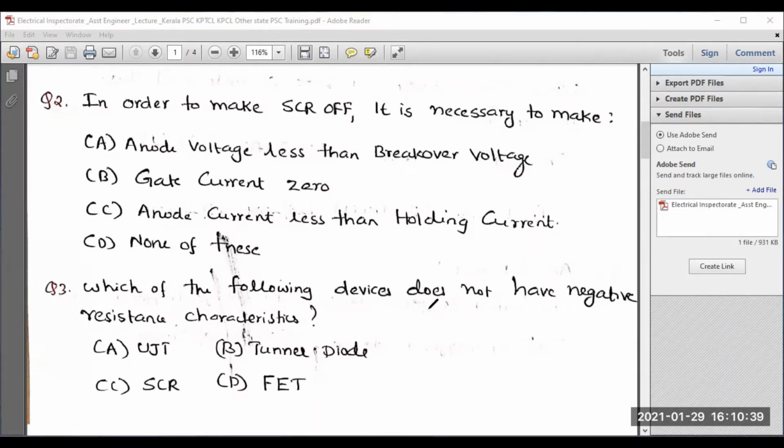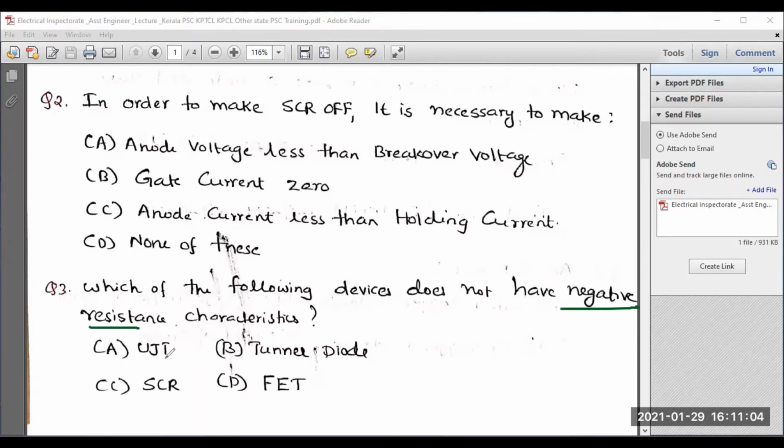Which of the following devices does not have negative resistance characteristics: UJT, tunnel diode, SCR, FET? So what is negative resistance characteristics? It is nothing but this: if you are increasing the voltage between the points, the current will be reduced gradually. So both are inversely proportional. That particular characteristic is generally called negative resistance characteristics in electronics.